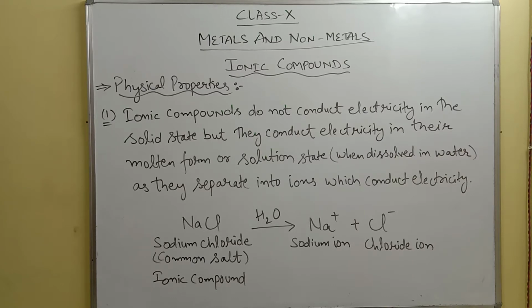When we dissolve any compound in water or melt it, it separates into ions which are responsible for the conduction of electricity. Like we'll take sodium chloride, that is common salt, NaCl. It is an ionic compound. When we dissolve it in water, it separates into sodium ion, that is the positive ion, and chloride ion, that is the negative ion. Right?